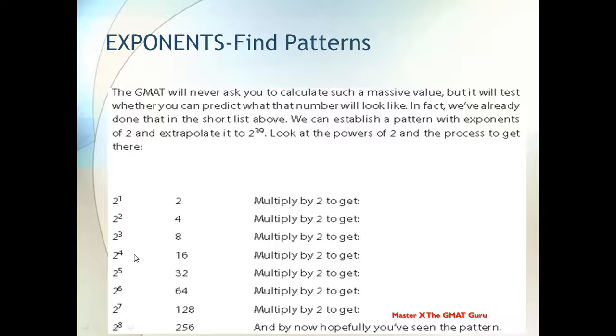Then you multiply by 2 again to get 2 to the power of 4, which is 16. Okay, you multiply by 2 again, 2 to the power of 5, 32. You multiply by 2 again, 2 to the power of 6, 64. Once again, you multiply by 2, 2 to the power of 7, 128. And finally, 2 to the power of 8, 256. Now, hopefully by now, you have seen the pattern.